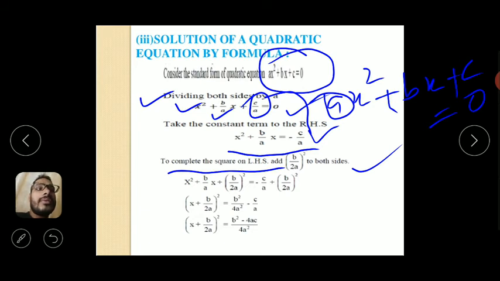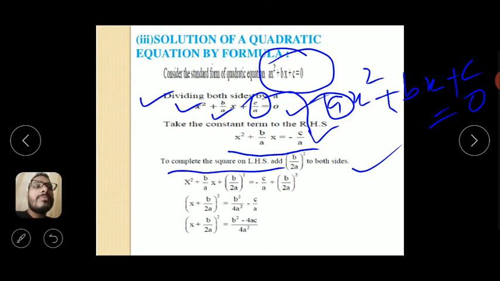square. The way I have taught you in the previous part of this topic, solutions of quadratic equation by formula method. Just go through that and check how and why we need to add this b by 2a whole square in this one. You'll get the answer. Okay, so moving to the next part here.